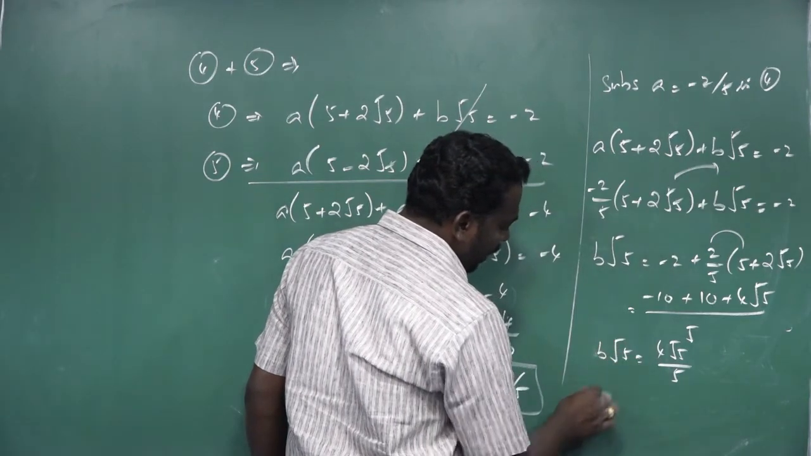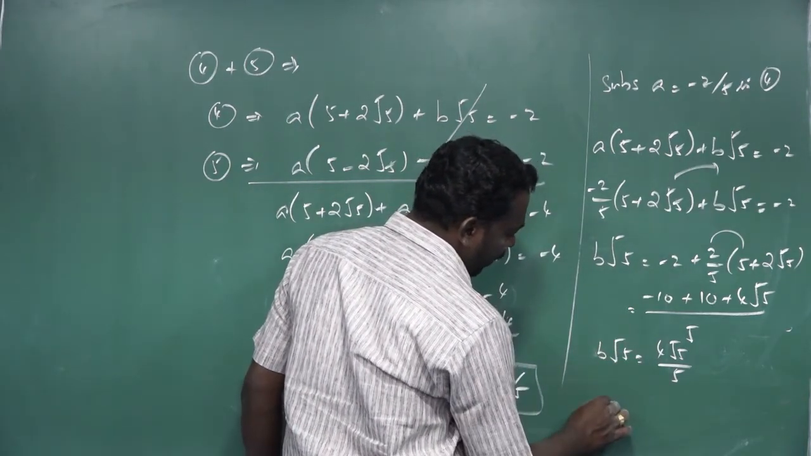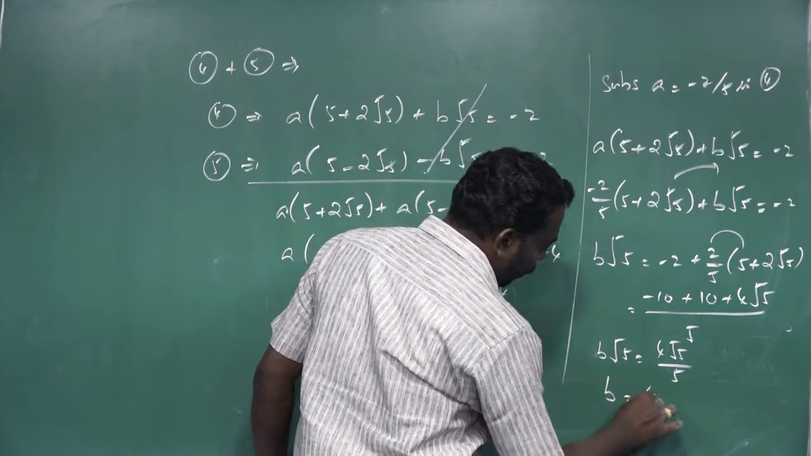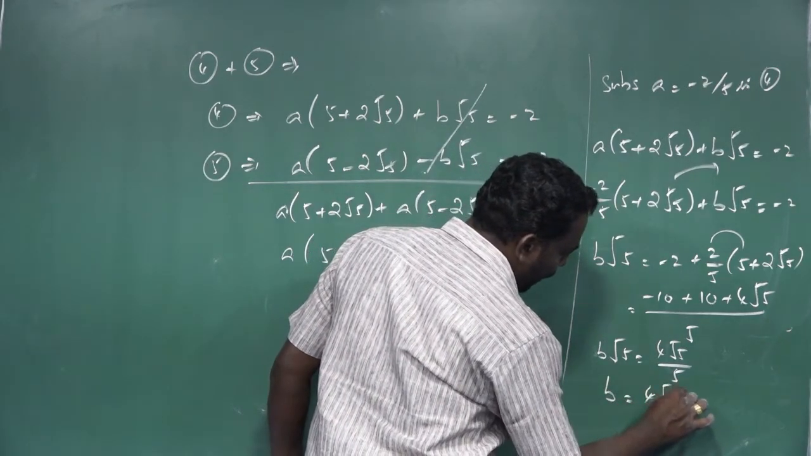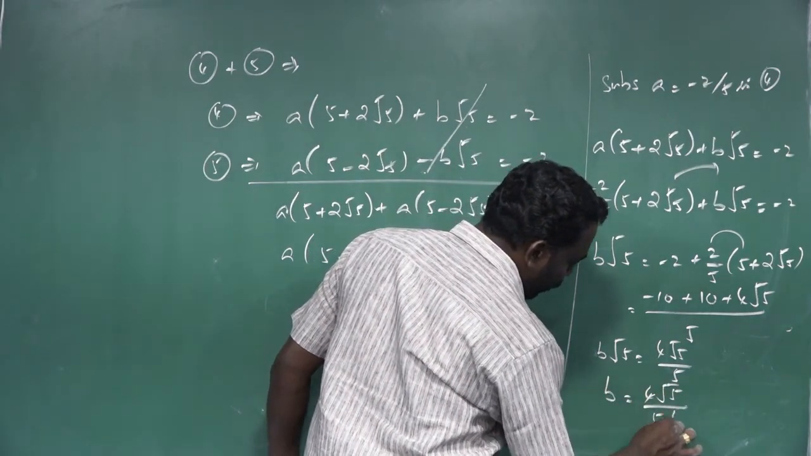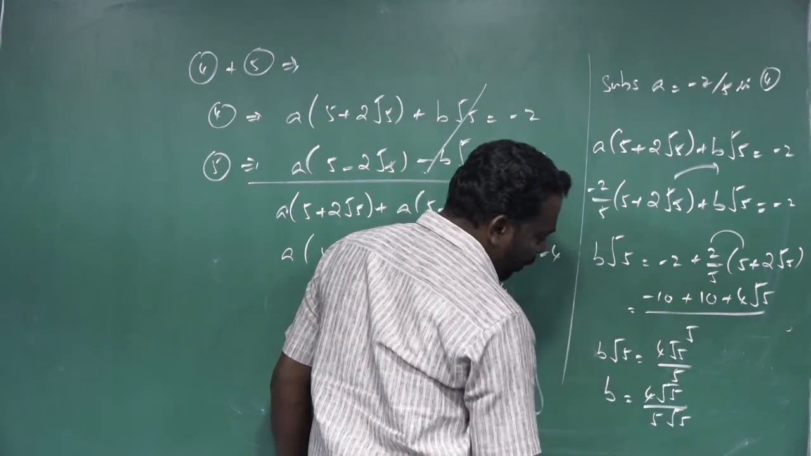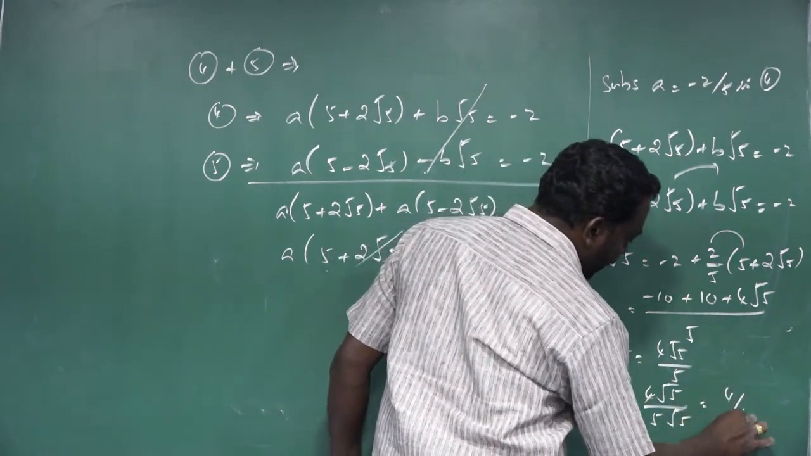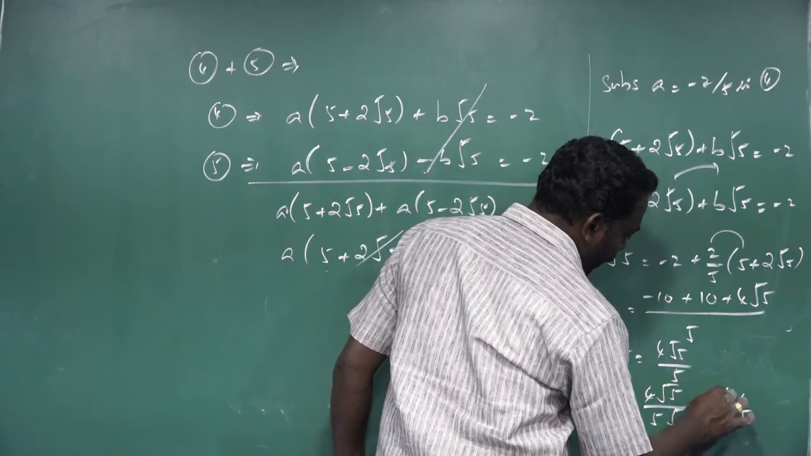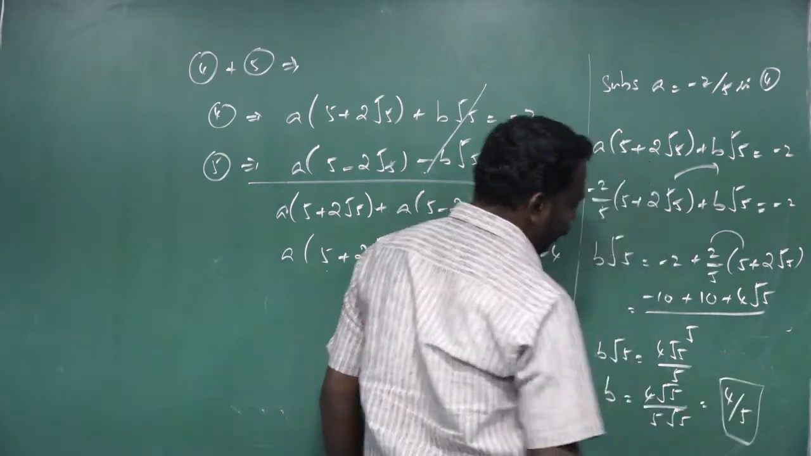Now just rewrite, transferring √5 to the right side. Therefore, b = 4√5/(5√5). Therefore, √5 cancels. That is equal to 4/5, which is the b value.